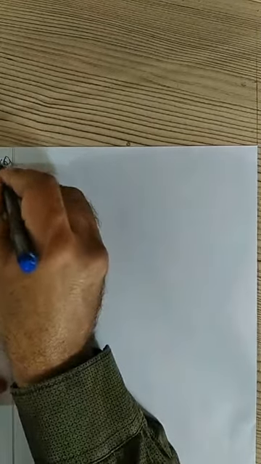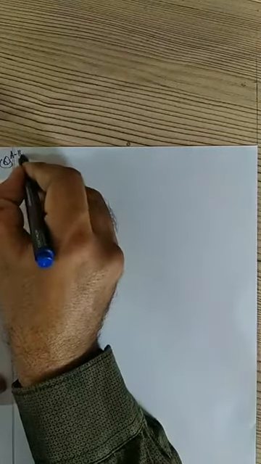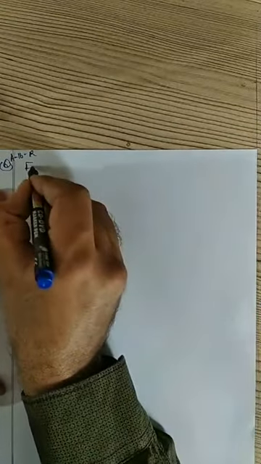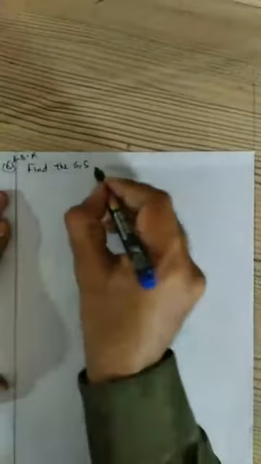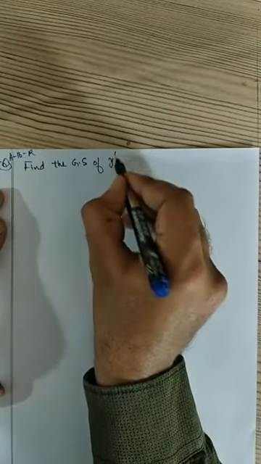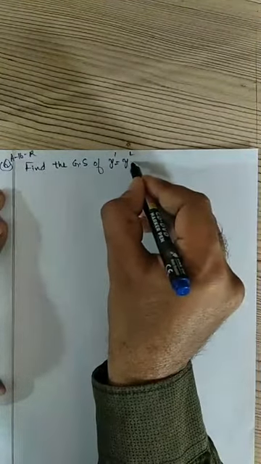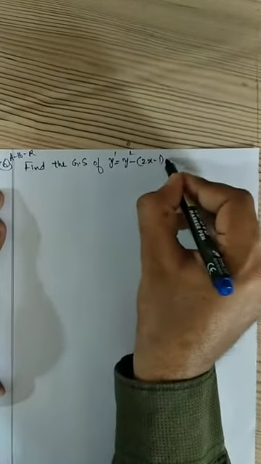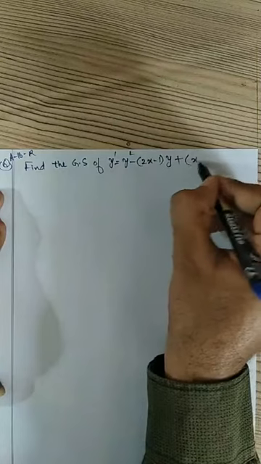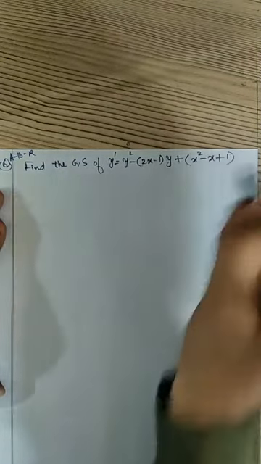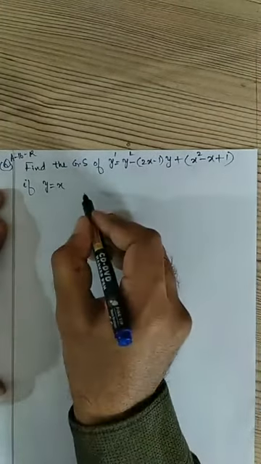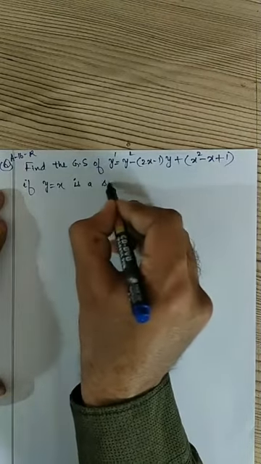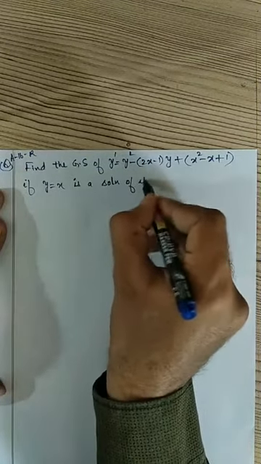So we will consider a question which was asked in the April 16 regular exam. Find the general solution, I am writing in short GS, of the given differential equation: y dash equals y square minus (2x minus 1) into y plus x square minus x plus 1, given that y equals x is a solution of it.